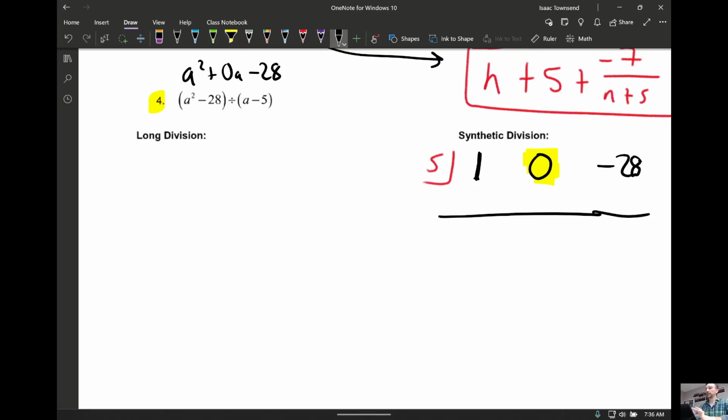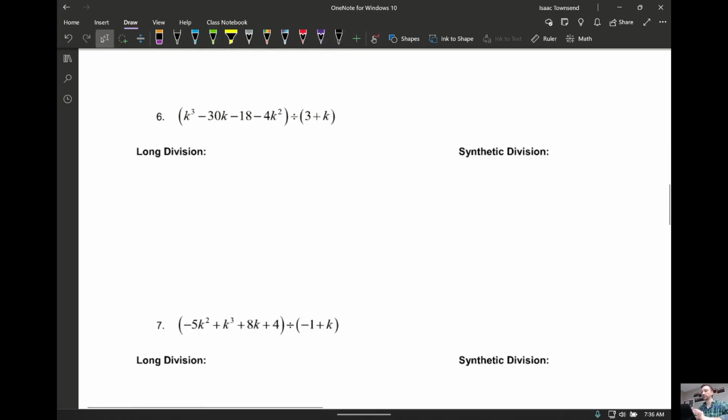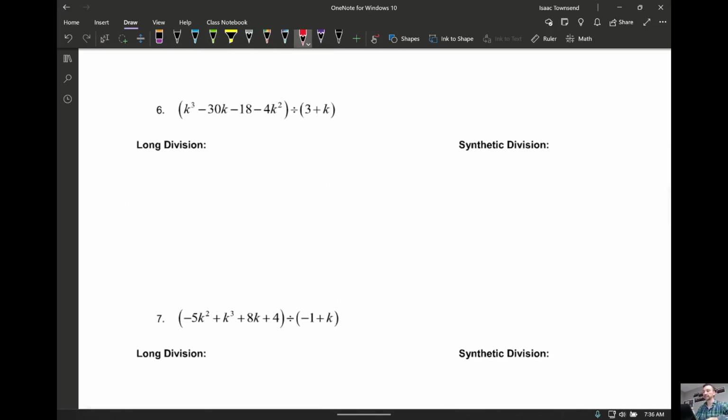Okay, on the back of this page, this one's not as important, but for questions 6 and 7, just for your sanity, don't divide by 3 plus k, divide by k plus 3. That way it just looks a little bit more familiar. Instead of dividing by negative 1 plus k, divide by k minus 1. Same thing, it just makes it look a little bit more familiar to the other questions.